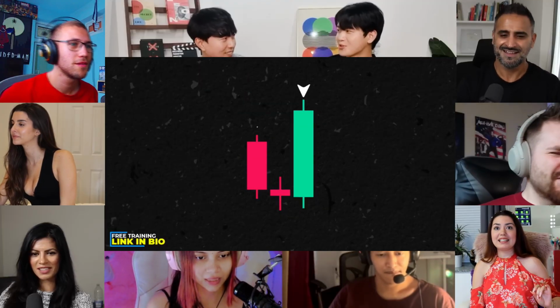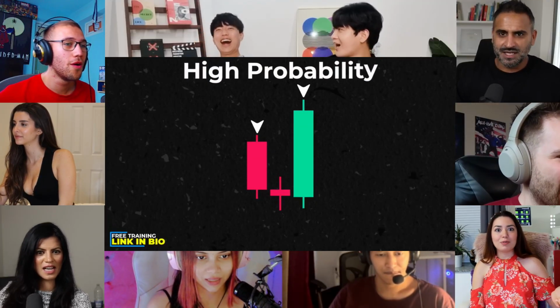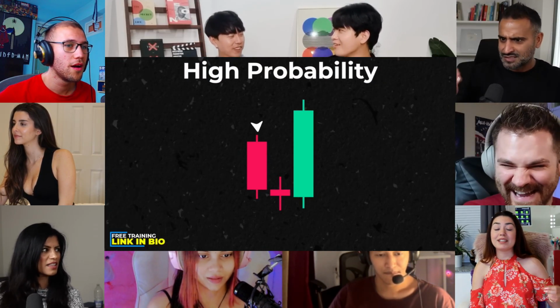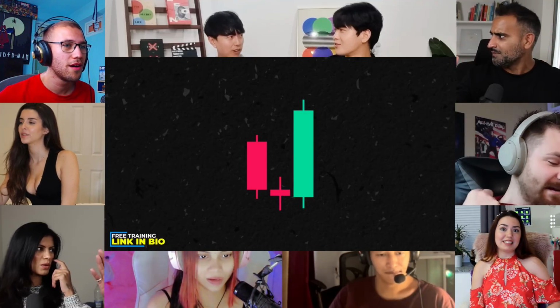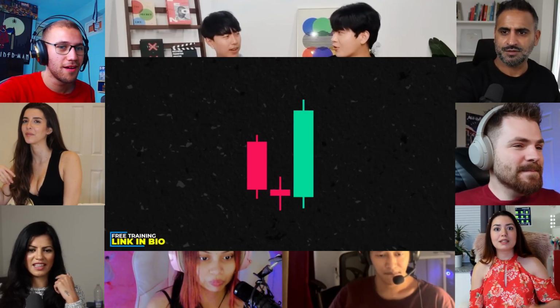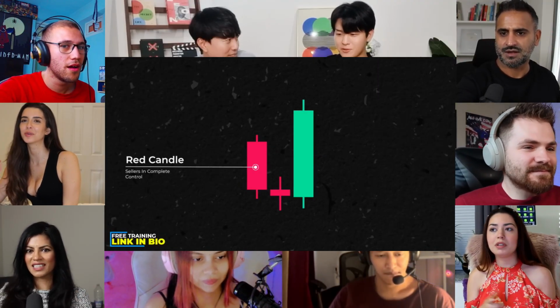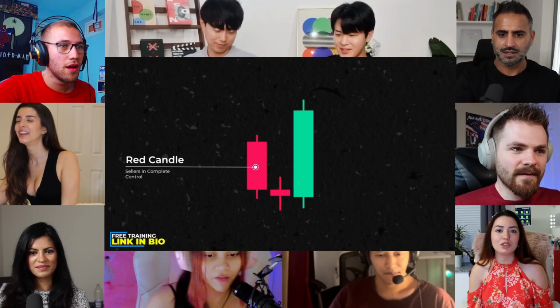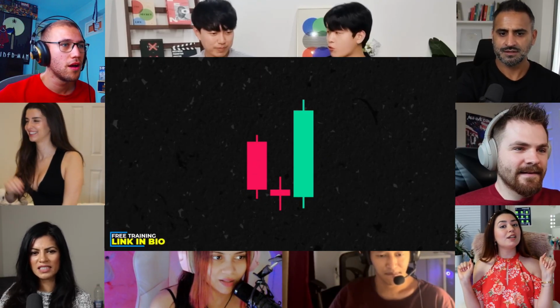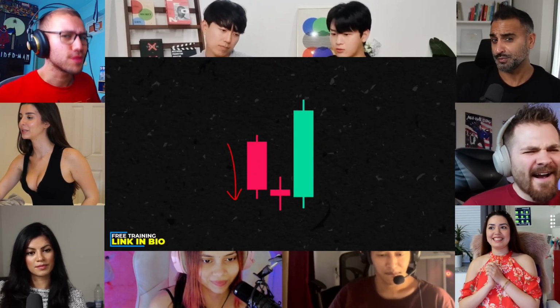Lastly, if the green candle closes above the high of the red candle, it is a strong reversal candle. The psychology behind the pattern is pretty simple. First, we have a red candle. This shows us that the sellers were in complete control of the markets. They pushed the prices downwards.